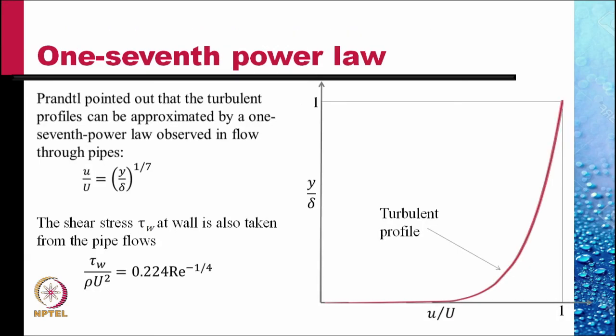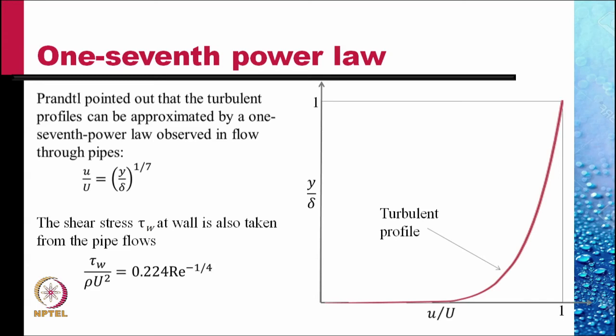Prandtl pointed out that the turbulent profile can be approximated by a 1/7 power law observed in flow through pipes. That is, u by inviscid velocity capital U is y by delta raised to the power 1/7. The red line here is what I have plotted, the 1/7 power law. This is very close to the turbulent profile. This was first experimentally obtained in flow through pipes.